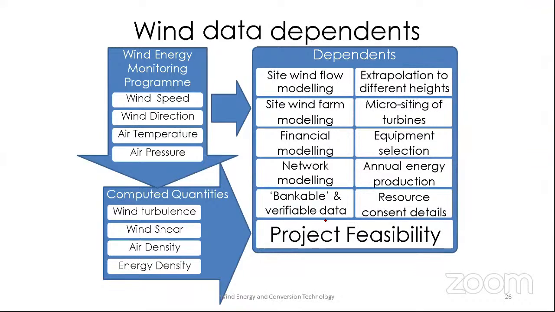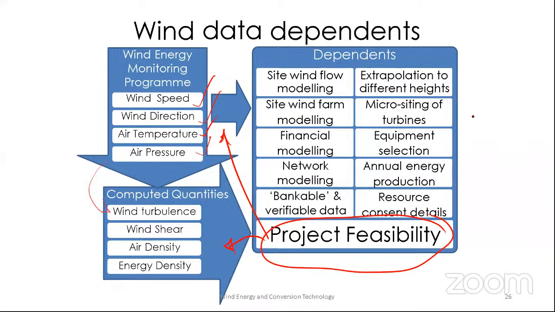Whatever data you have collected, your project feasibility depends completely on your wind speed measurement as well as the derived quantities. So we have measured the wind speed, the direction in which the wind is blowing, the air temperature, and the air pressure. From these we have derived the wind turbulence.